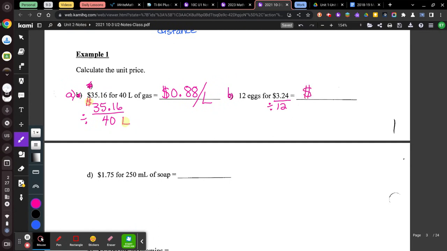So I have 0.27 cents per egg. If you take a look at the example we did before of the eggs, that's how much eggs have gone up in like 5 years. Eggs have gone up over $5 in 5 years. Okay, they've actually increased in price.